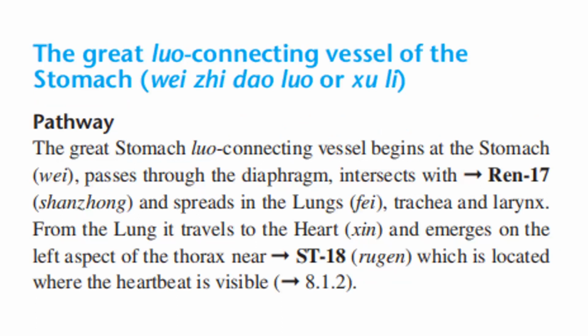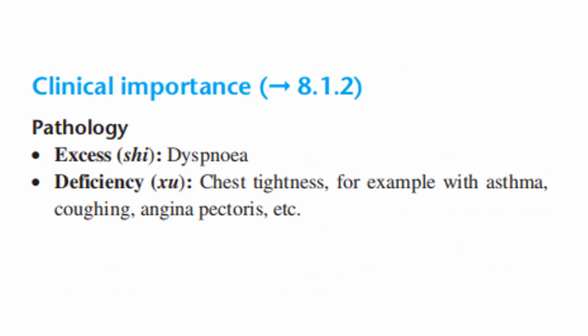The great luo connecting vessel of the stomach pathway. The great luo connecting vessel of the stomach begins at the stomach, passes through the diaphragm, intersects with Ren 17, and spreads in the lungs, trachea, and larynx. From the lung, it travels to the heart and emerges on the left aspect of the thorax near Stomach 18, which is located near the heartbeat, where the heartbeat is visible.